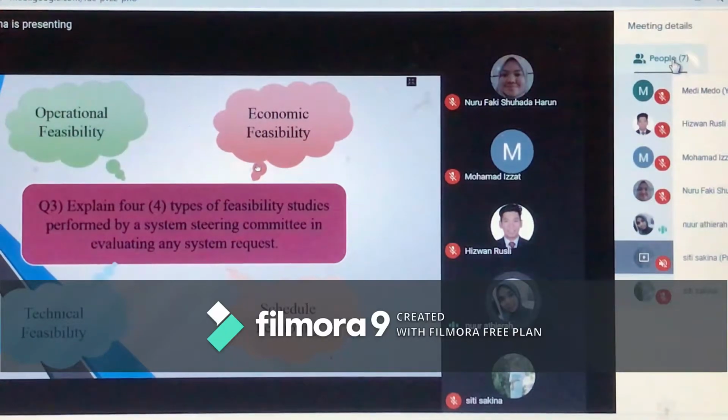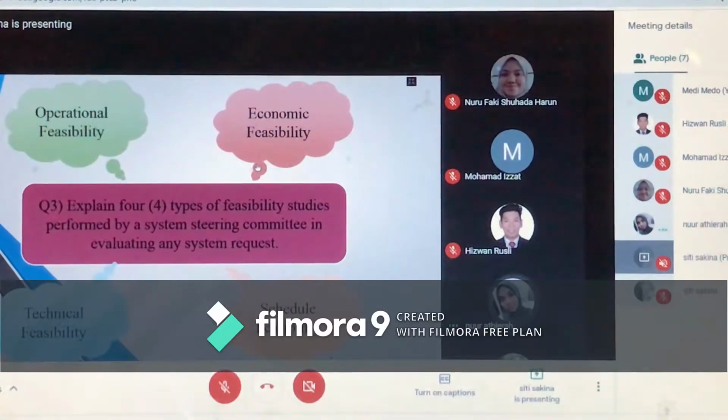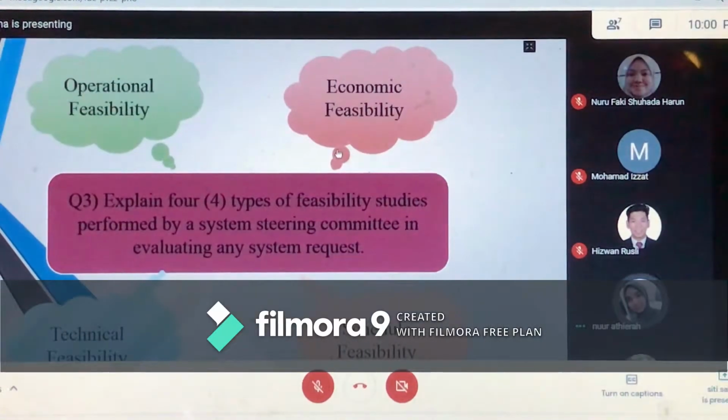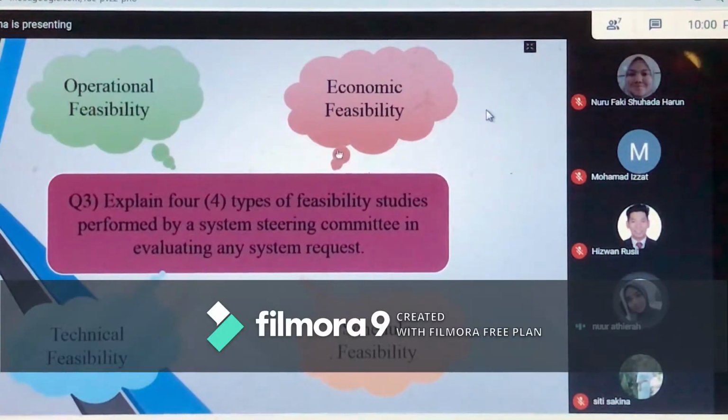The third feasibility is the technical feasibility. The company should refer to the technical resources needed to develop, purchase, install, or operate the new system. For example, whether the software is reliable.